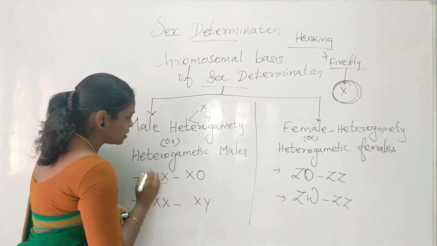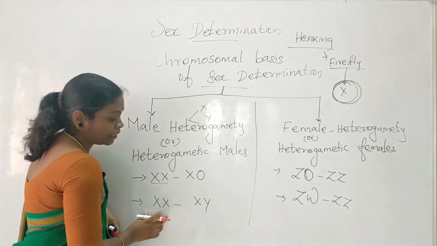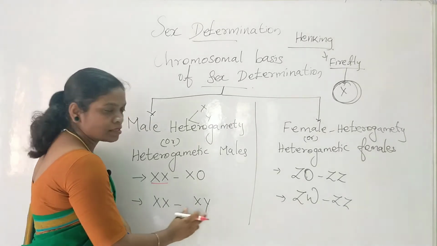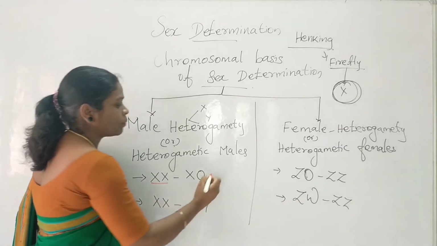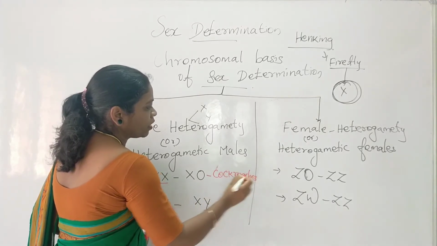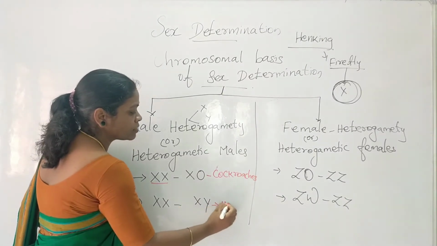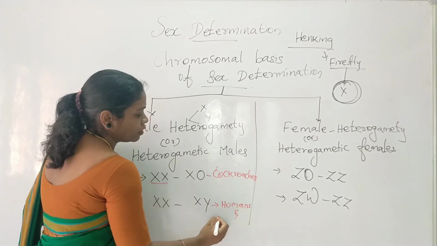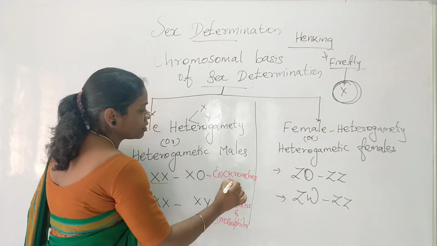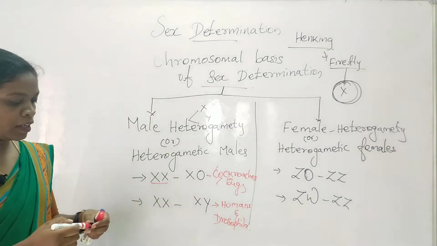Here the female has XX chromosomes and the male has XO chromosomes. That is, one is absent here. The other type is again female has 2X chromosomes and the male produces two chromosomes, that is X and Y. This type of mechanism you can find in some insects like cockroaches. Cockroaches will have this type of sex determination, and XX, XY is found in humans, and also in Drosophila. It is also seen in some of the bugs. Some of the bugs will exhibit this type of mechanism.